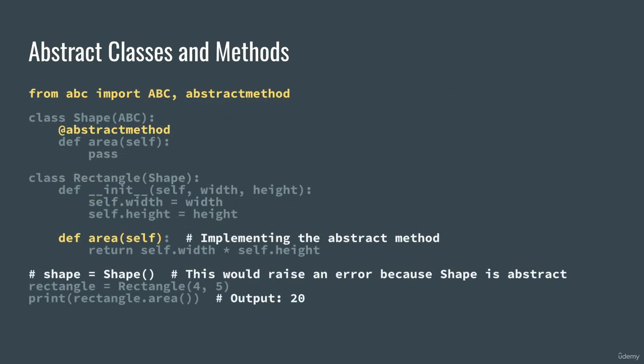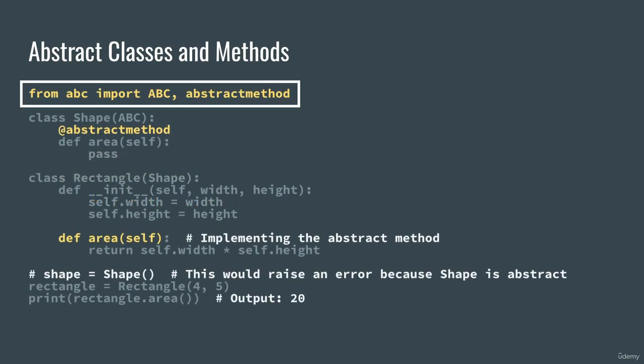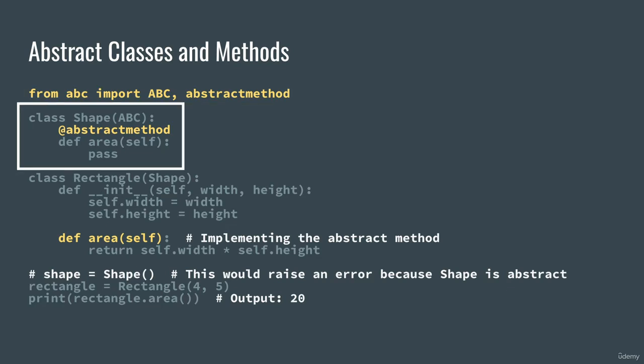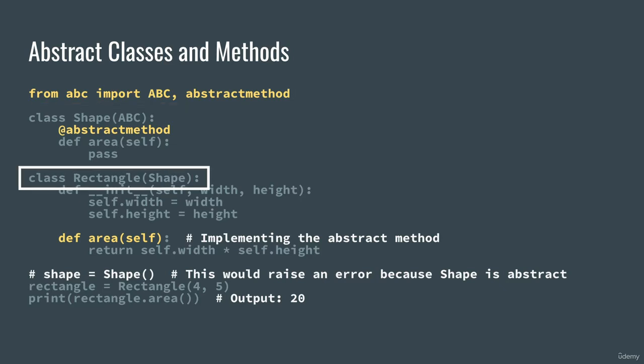Now, to implement abstract classes and methods in Python, we first import ABC and abstractmethod from the ABC module. Then we define an abstract class called Shape by inheriting from ABC. Inside Shape, we declare an abstract method named area. Notice that it has no implementation. We just use pass. Next, we create a Rectangle class that inherits from Shape.